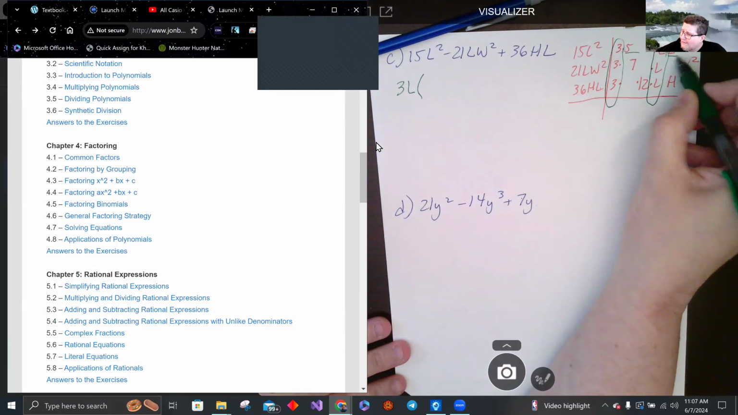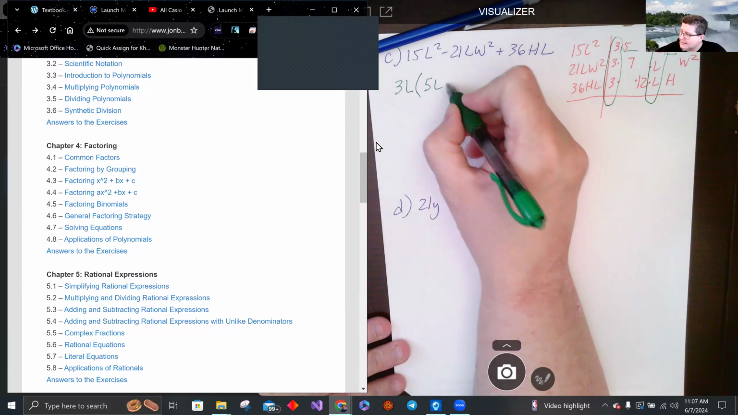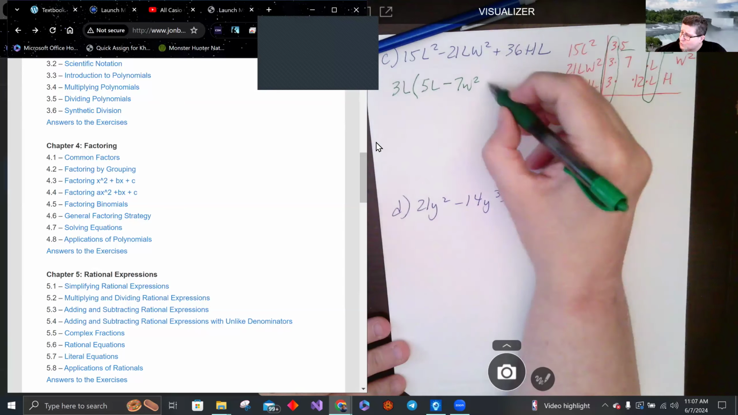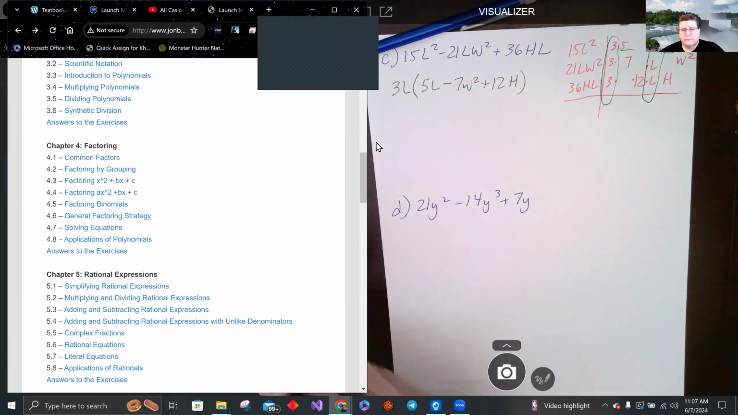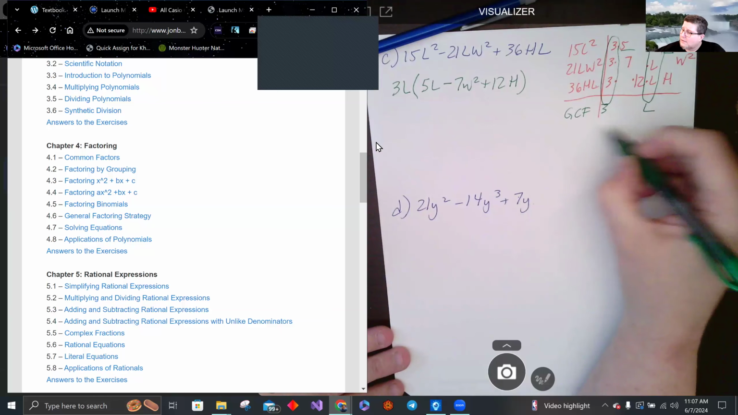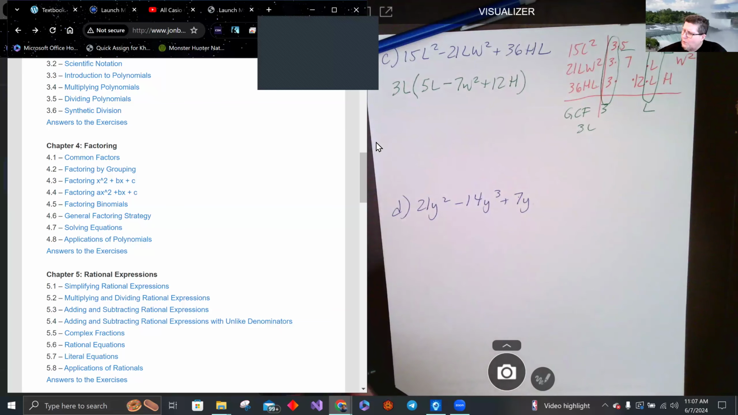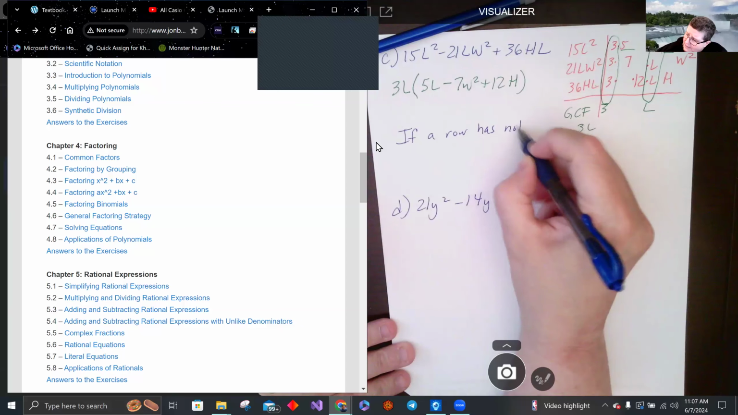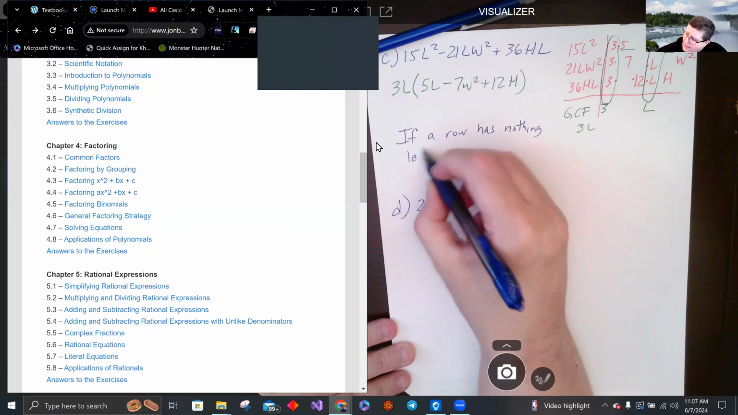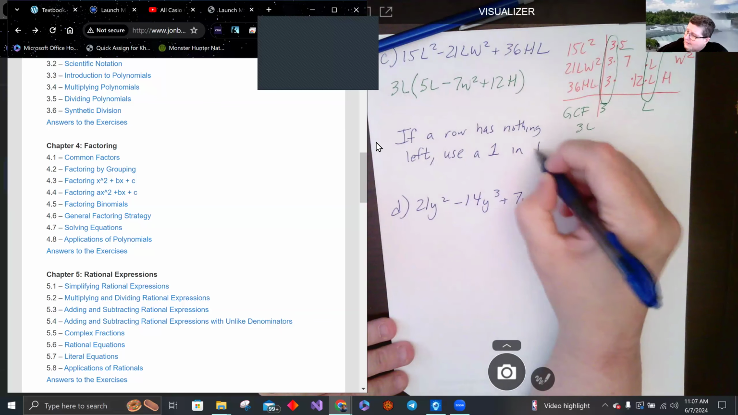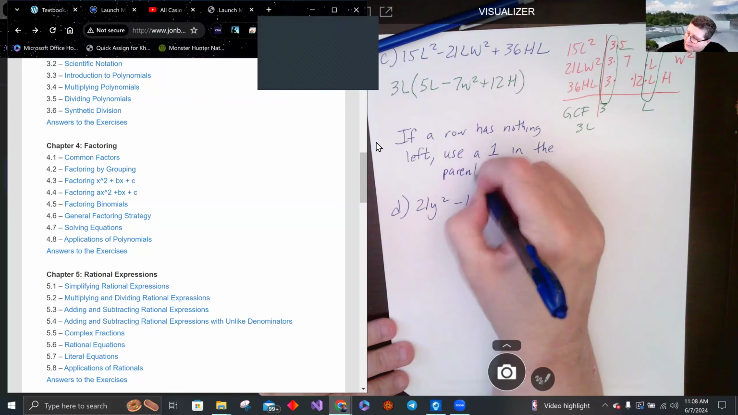What I have left over is 5L minus 7W squared plus 12H. So the GCF was 3 and L. Something to know, if a row has nothing left, use a 1 in the parentheses. And I think that shows up in the next one.